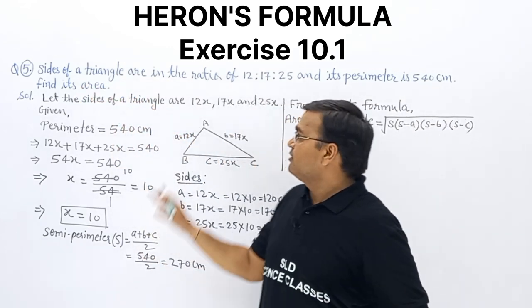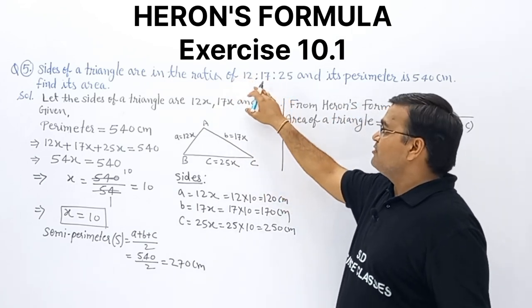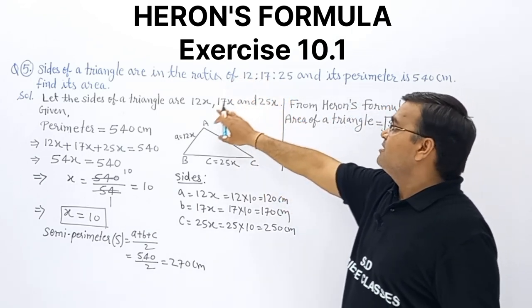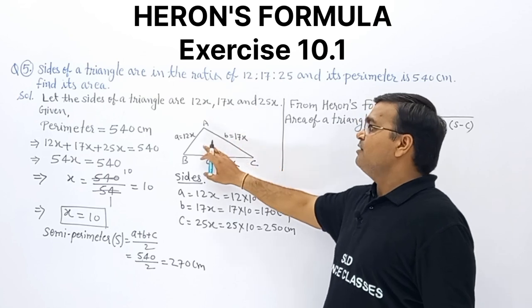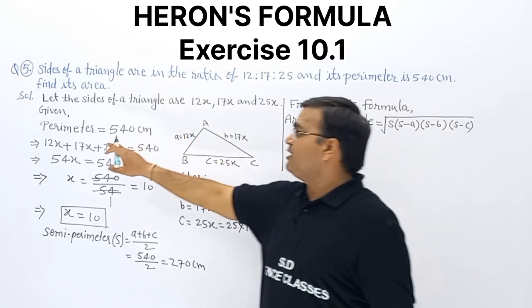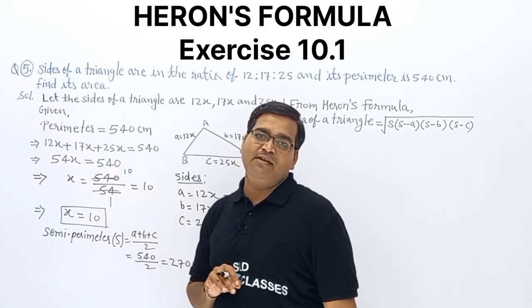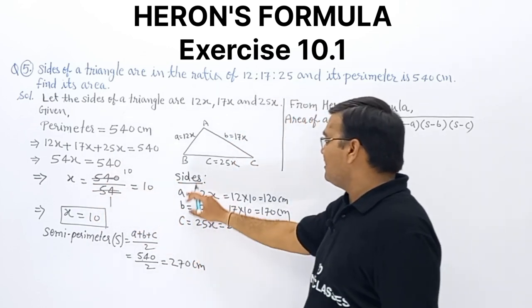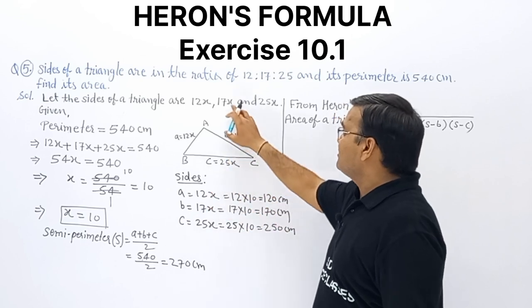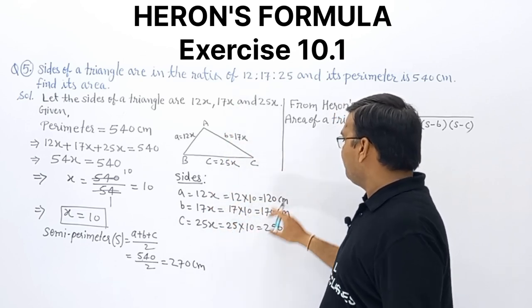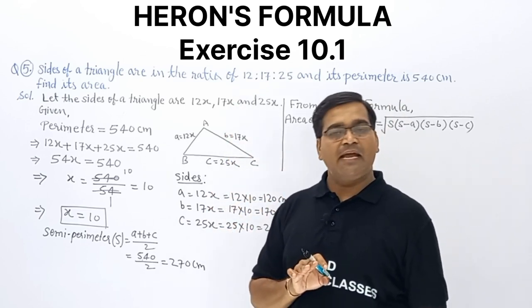We are having the ratio of sides. We assumed the sides like this. Then we have the perimeter. So the perimeter is the sum of all sides, equal to this. Solving, we get the value of x. Then how will we find the sides? We will multiply. x is 10, so we put in the 10. Solving, we get the sides of the triangle.